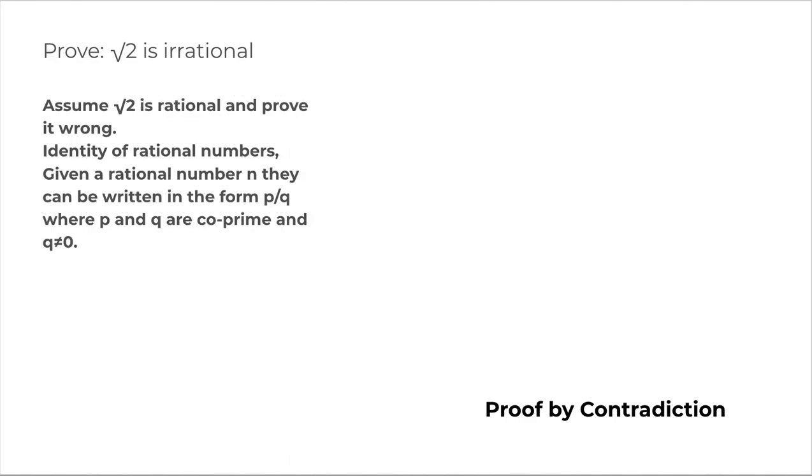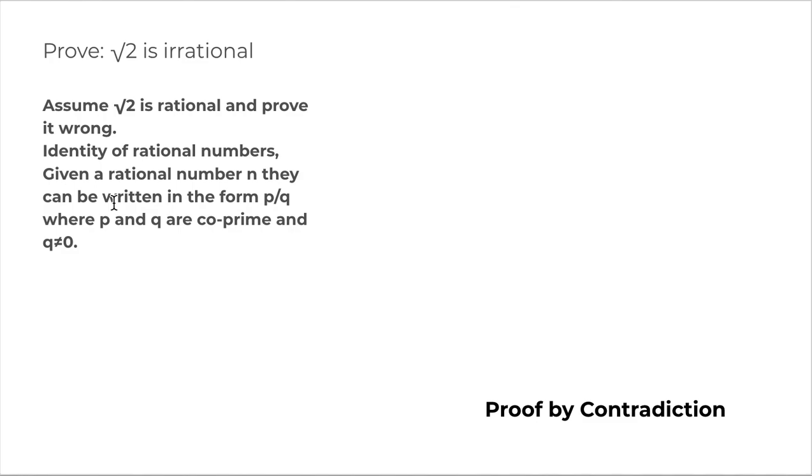Okay. So we have to prove that root 2 is irrational. So as I said, we assume that root 2 is not irrational. That is, root 2 is rational, and we prove it is wrong. All right. So we know the identity of rational numbers, that a rational number n can be written in the form of p by q, where p and q are co-prime numbers, and q is not equal to 0. That is, the denominator is not 0, and p and q are co-prime.